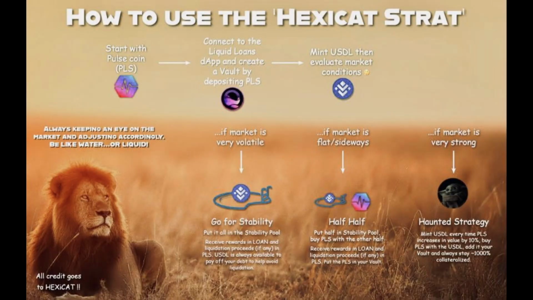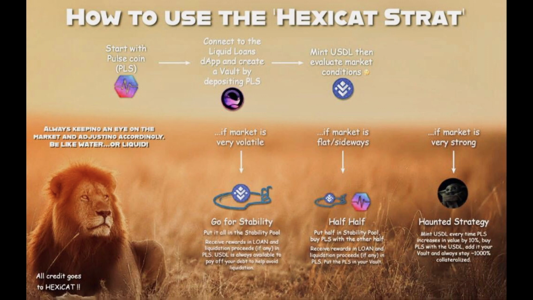Now, let's say that the market is very, very strong. Let's say that the market has grown 10% or higher in the last month. What they want you to do is to do the Hunter strategy. Now, the Hunter strategy, look at the video. I have a video describing the Hunter strategy. It's very, very amazing. What does the Hunter strategy do? You can mint USDL every time the PulseChain increases in value by 10%.